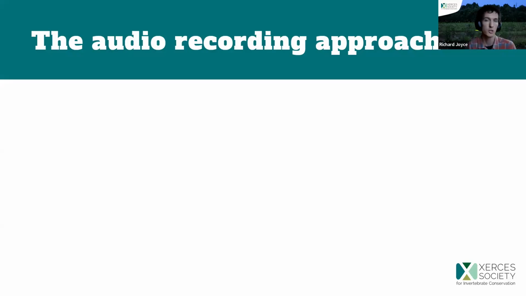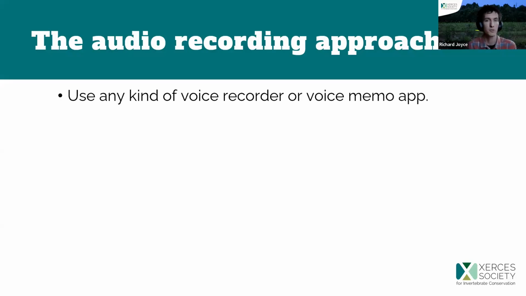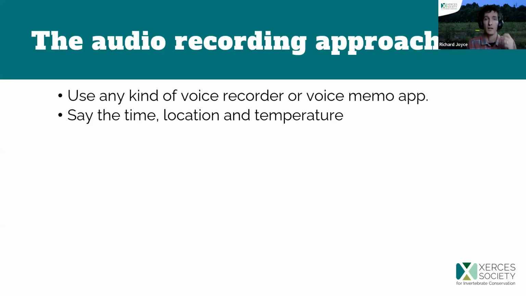So the way you do this is you can use any kind of voice recorder. It could be an old tape recorder. It could be a digital sound recorder. Or very conveniently, it could be the voice memo app on your phone. Hit record, and you'll want to say the time, the location, and the air temperature. And then the next step is to find your bug.